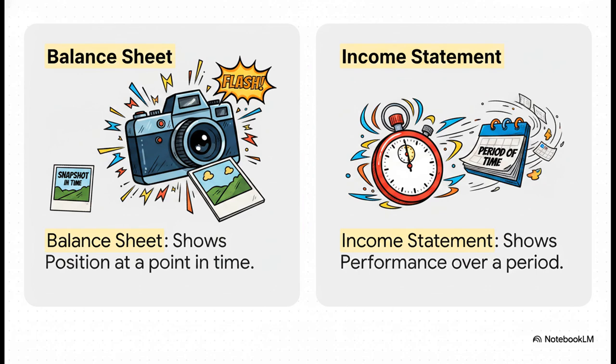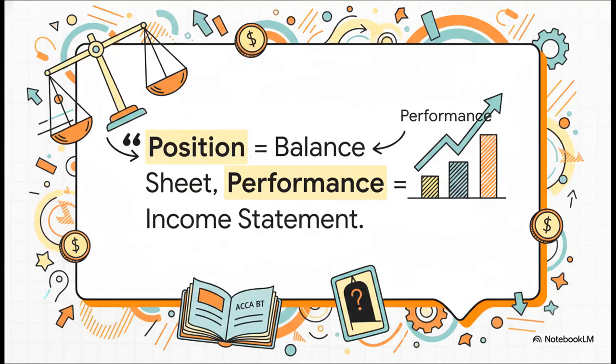The statement of financial position, or the balance sheet, is literally a photograph. It's a snapshot of your assets, liabilities, and capital at one single frozen point in time. The income statement, on the other hand, that's more like a video. It measures your revenue, expenses, and your ultimate profit over an entire period, like a whole month, a quarter, or a year. So if a scenario asks you which statement shows position, the answer is definitively the balance sheet.